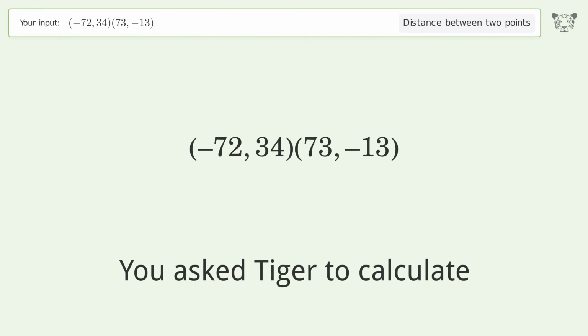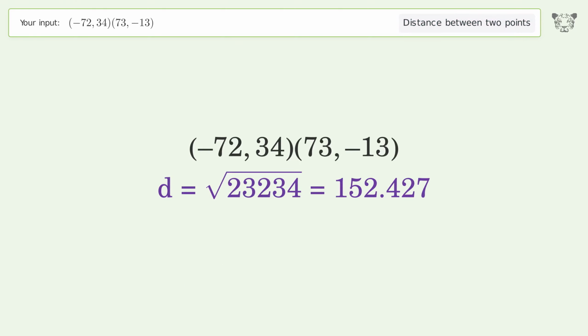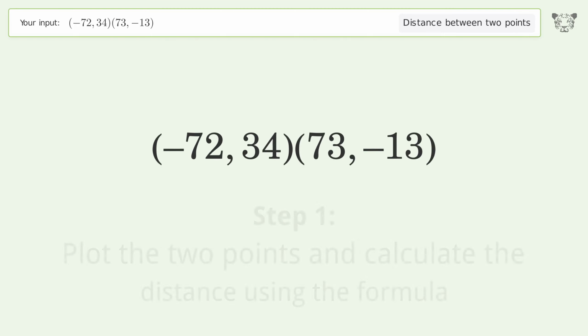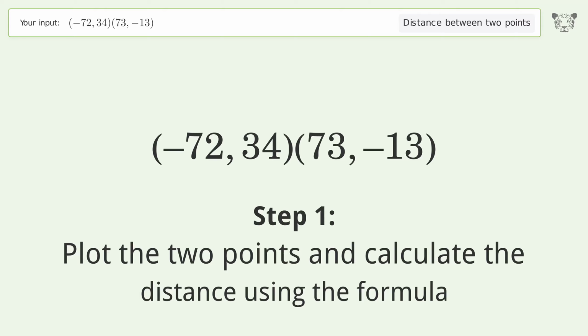You ask Tiger to calculate. This deals with the distance between 2 points. The distance between the 2 points is the square root of 23,234 or 152.427. Let's solve it step by step. Plot the 2 points and calculate the distance using the formula.